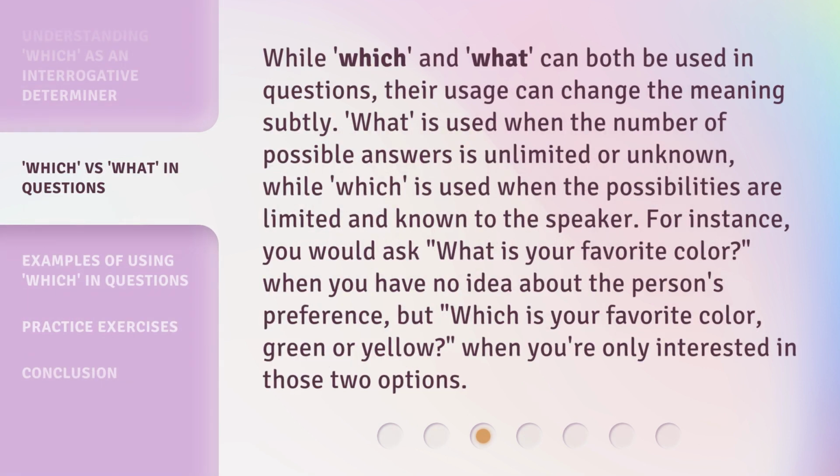While "which" and "what" can both be used in questions, their usage can change the meaning subtly. "What" is used when the number of possible answers is unlimited or unknown, while "which" is used when the possibilities are limited and known to the speaker. For instance, you would ask, "What is your favorite color?" when you have no idea about the person's preference, but "Which is your favorite color, green or yellow?" when you're only interested in those two options.